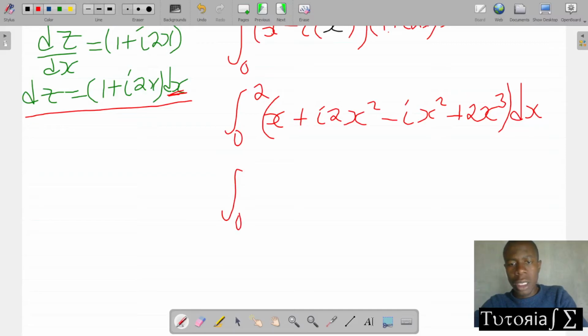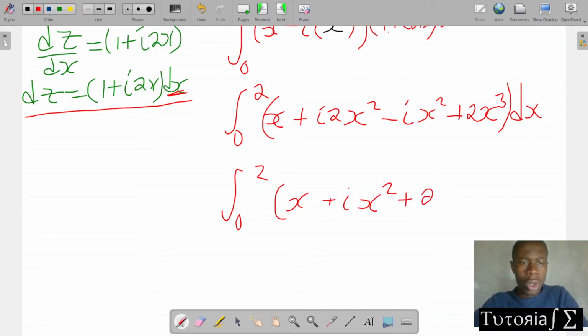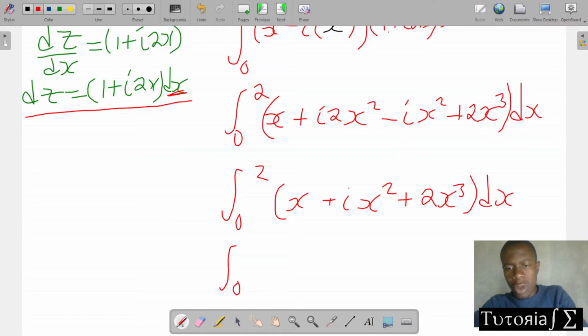So let's see, this is from 0 to 2. And we have our x. Let me just simplify, because we see that these can actually simplify. That is leaving us with plus i x squared plus 2x to the power 3 with respect to x, and this from 0 to 2. Okay, we can now start integrating.